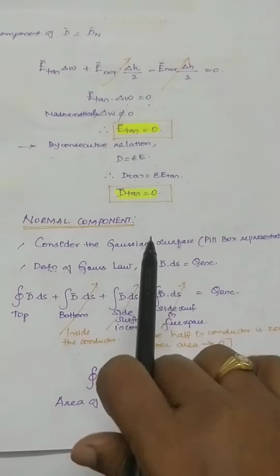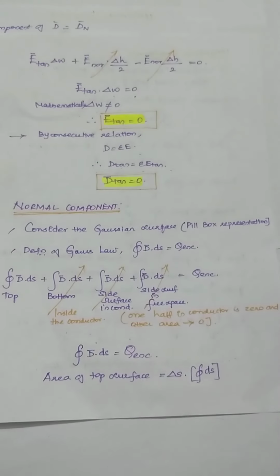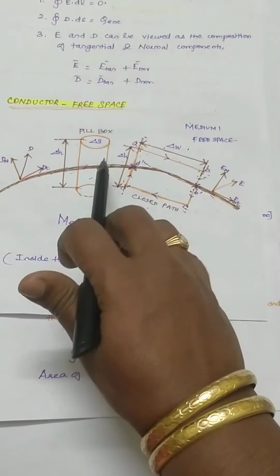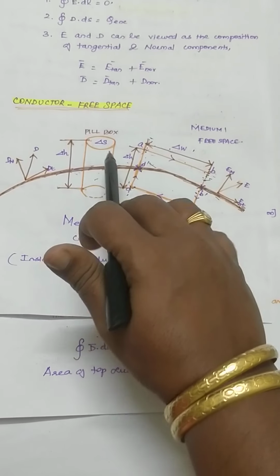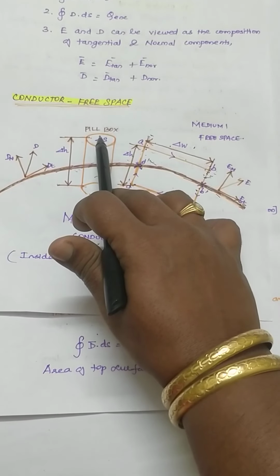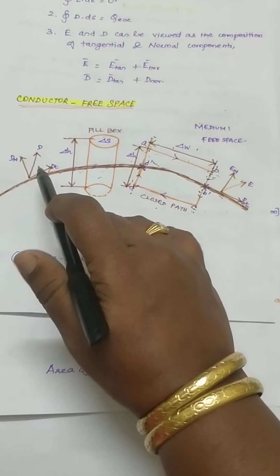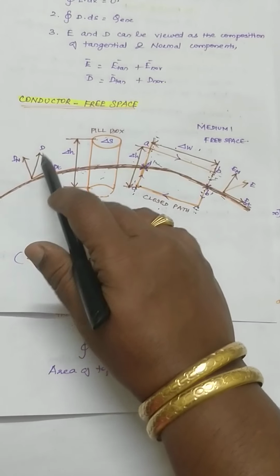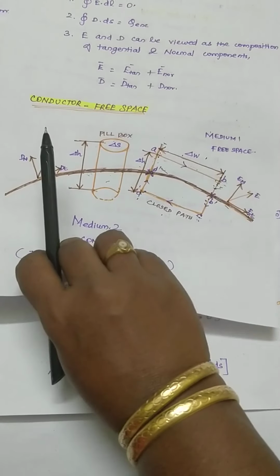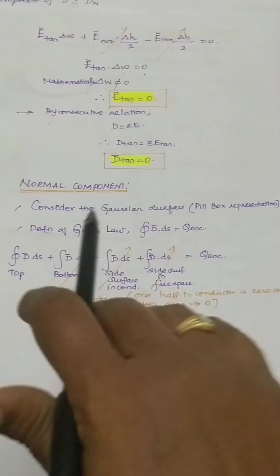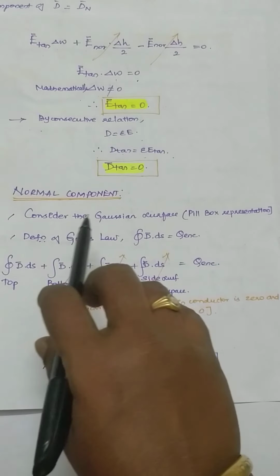Now we'll move on to the normal components, for which I have to consider the pillbox representation. So this is a surface. This surface is del S. This is the normal component. Again, this is a tangential component. This is the D value. Now with this, let us choose Gauss law, the second governing equation.